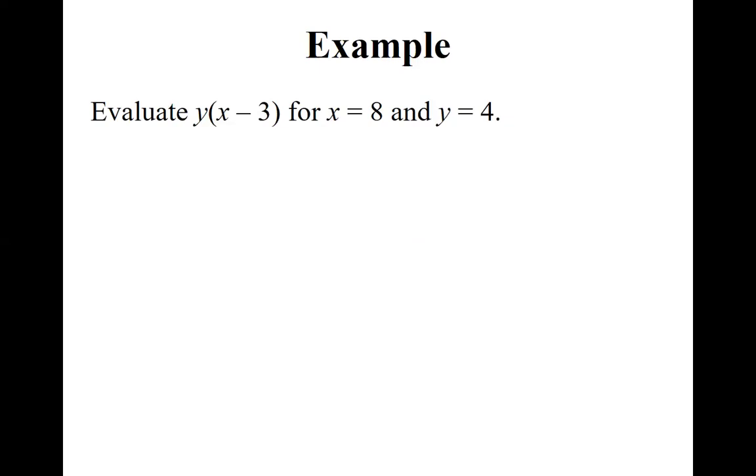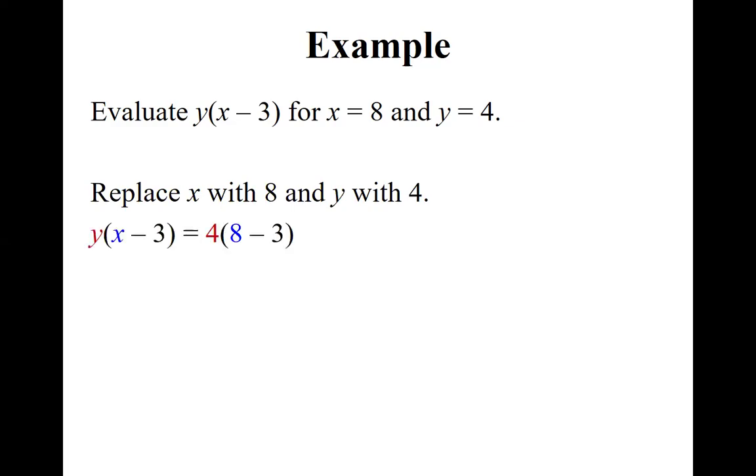Let's evaluate y times the quantity x minus 3 for x equals 8 and y equals 4. Again, we're going to make our replacements. x becomes 8, y becomes 4. So instead of y times x minus 3, we have 4 times 8 minus 3. We can then follow the order of operations, parentheses first. 8 minus 3 is 5. Finally, 4 times 5, that's what the parentheses mean, is 20.